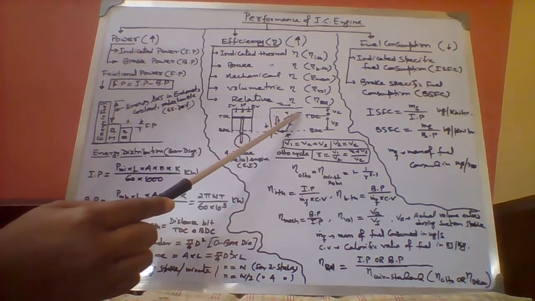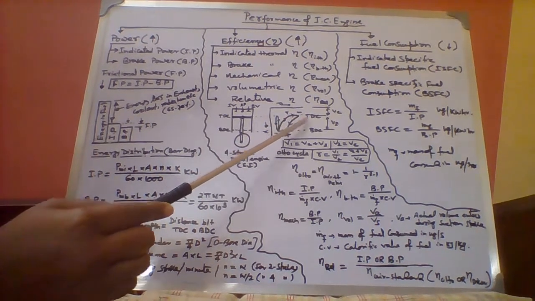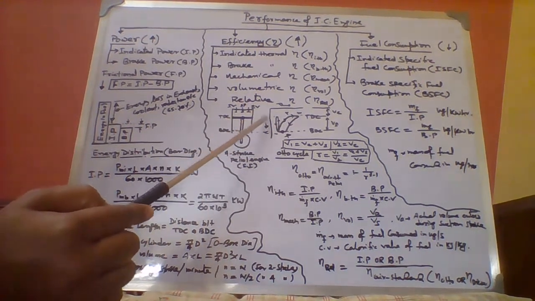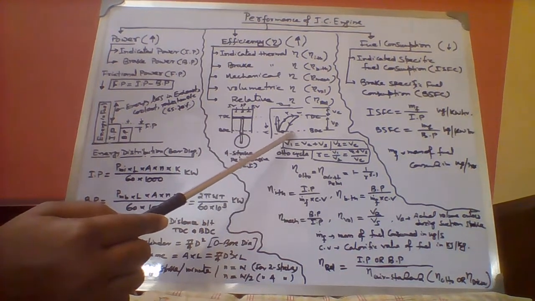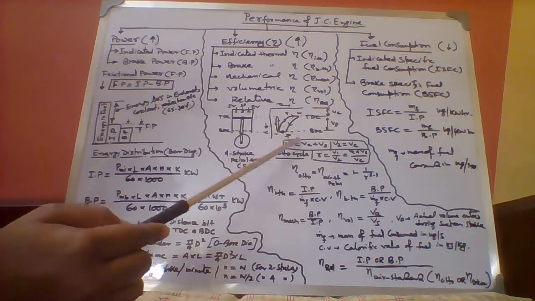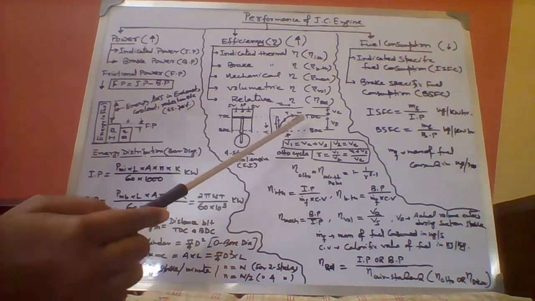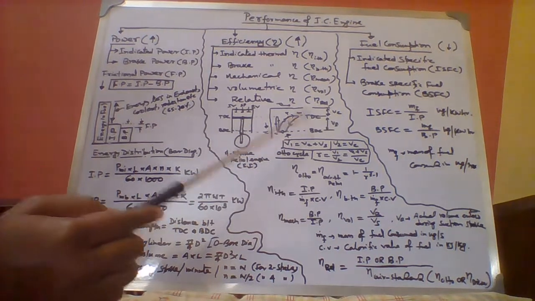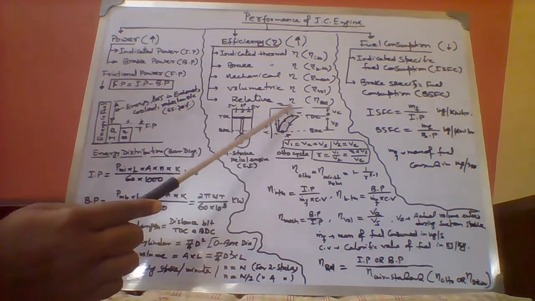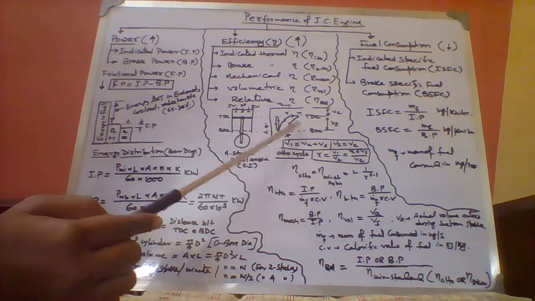So 2 to 3 is constant volume ignition, and 3 to 4 is the expansion. That means again the piston is moved from TDC to BDC, and finally there is the release from 4 to 1. That means it again moved from 4 to 1 at a constant volume process. So 2 to 3 and 4 to 1 both are constant volume processes, one is heat addition and this is heat rejection. Clear?